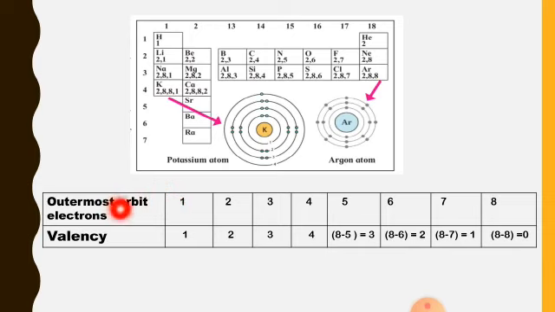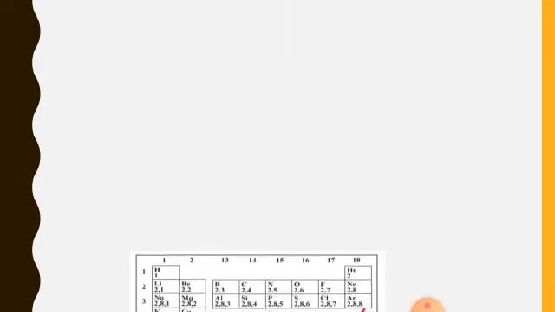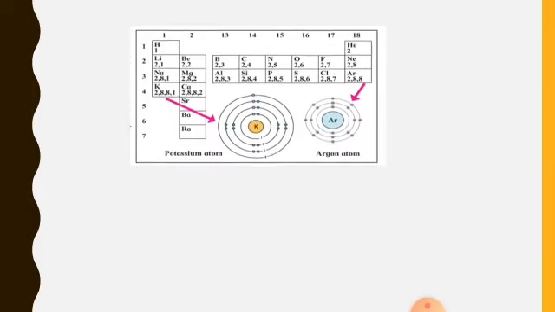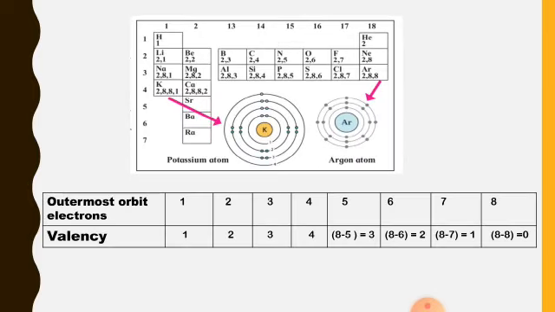So this is all about the valency. Remember this box, which is very important. While moving in a period from left to right, the valency first increases, as we have learned now, that is from 1 to 4, and then it decreases from 3 to 0. Here you can see it increases from 1 to 4, 1 2 3 4, and then it decreases from 3 to 0.